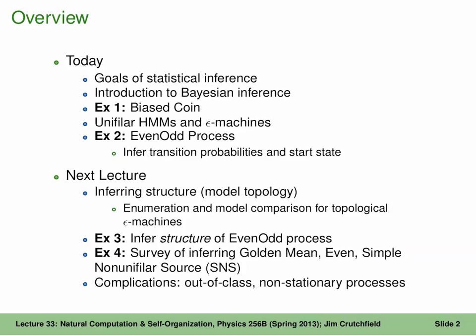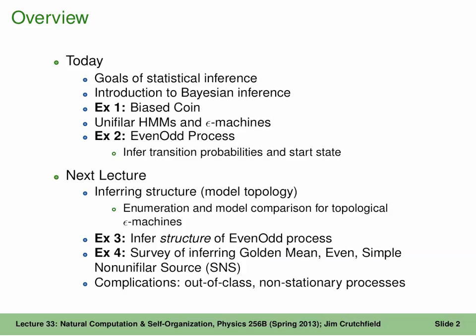And so there I'll be doing 2 examples, or one example in particular. I'll be doing the even-odd process. But in that case, what I'll be doing is not assuming a known structure. I'll be saying, give me the data, and then I'll throw thousands of different topologies at it and see which is the right one, and see if we can actually figure it out.